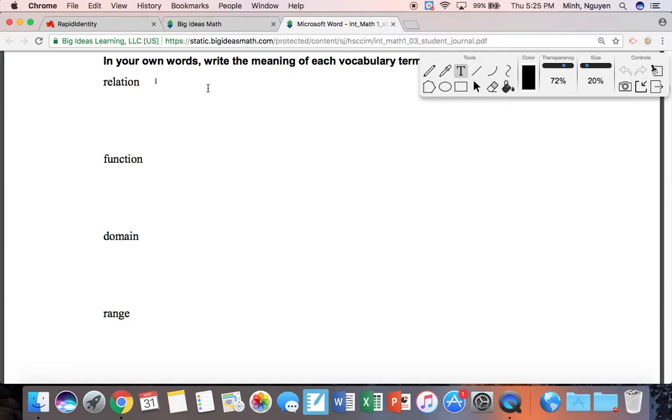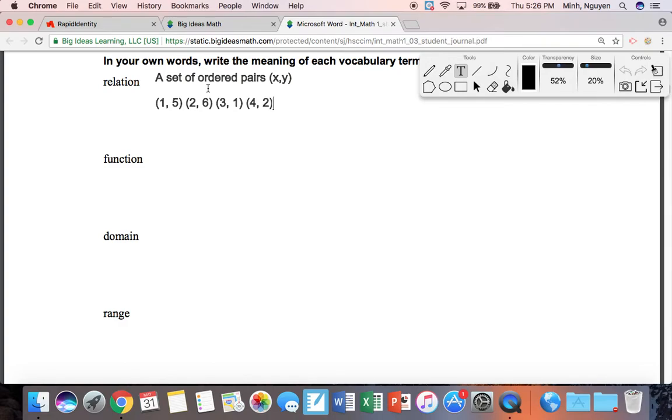So a relation is just a set of ordered pairs. And when I say ordered pairs, well, pair means two. So that really just refers to ordered pairs x and y. For instance, (1, 5), (2, 6), (3, 1), (4, 2), whatever. It's just a set of x and y. So this is just an example.